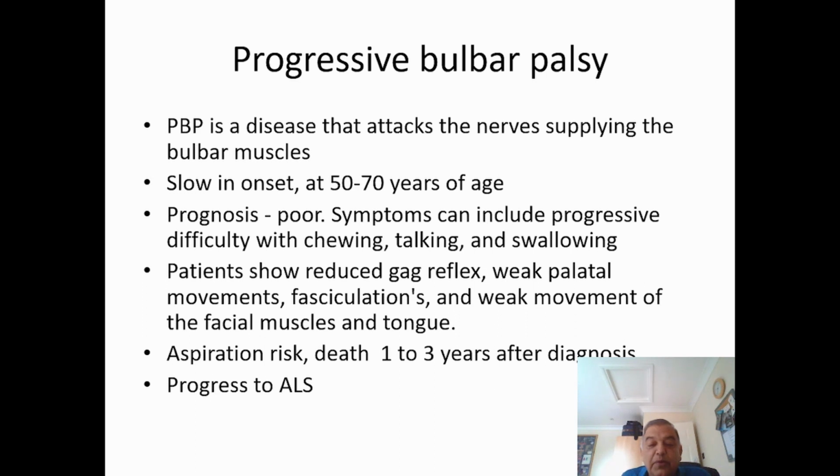The prognosis is poor as people develop difficulty in chewing, talking, and swallowing, and show a reduced gag reflex, a weak palatal movement, fasciculations of the tongue, and weak movements of the facial muscles and tongue, and are at great risk for aspiration, which usually is the cause of death in these people. Some percentage of these people progress to develop full-fledged features of ALS, but some only have symptoms involving the bulbar muscle.